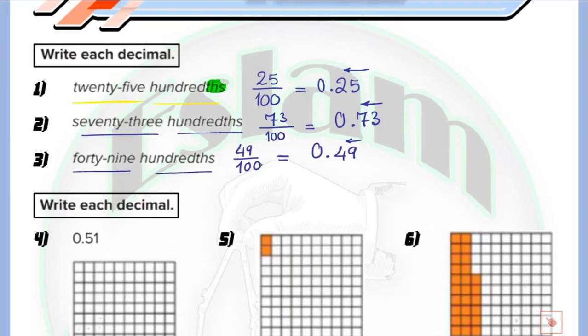If the denominator is 10, it will be tenths. But if the denominator is 100, it will be hundredths. If the denominator is 1000, it will be thousandths.